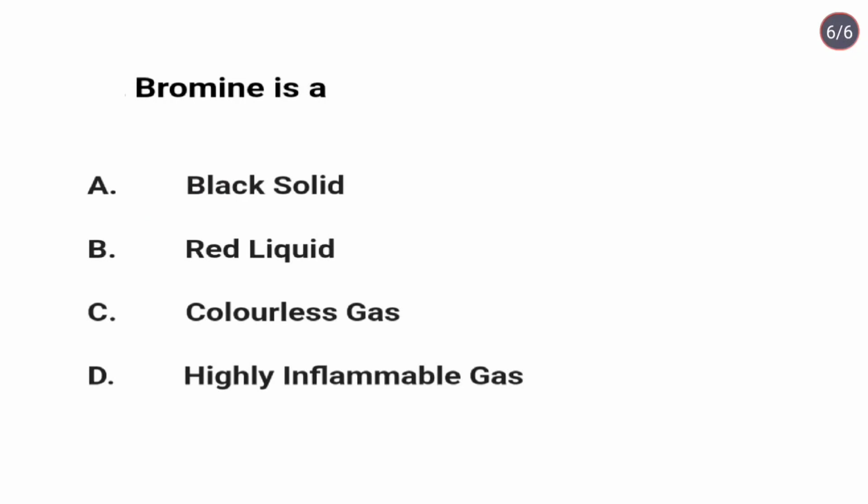Bromine is a red liquid. Bromine, chemical element, a deep red liquid and a member of the halogen elements or group 17 of the periodic table.